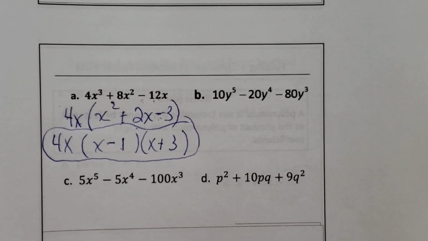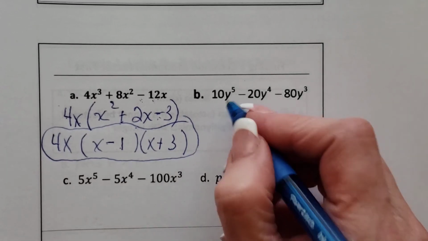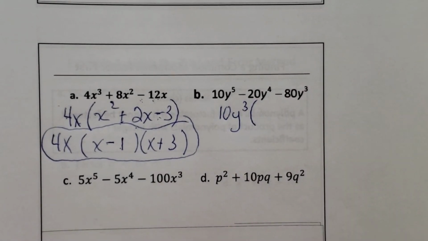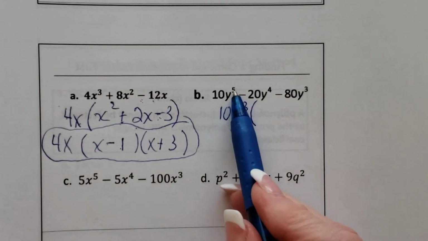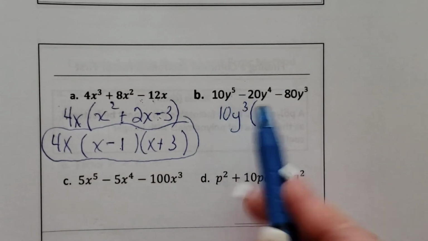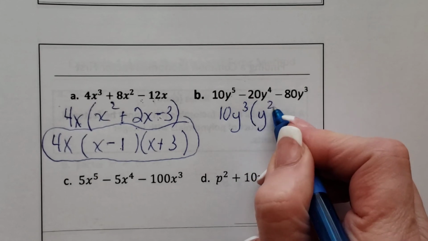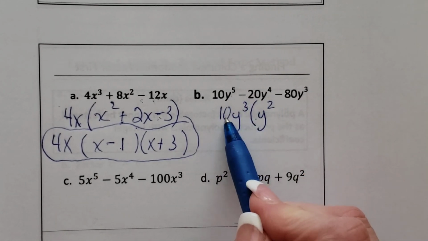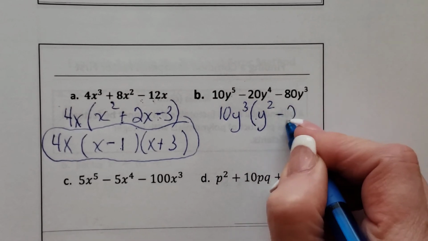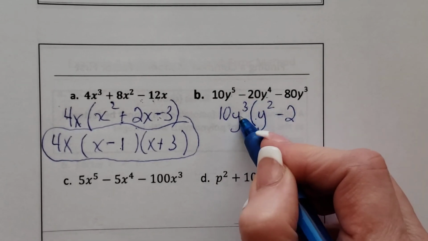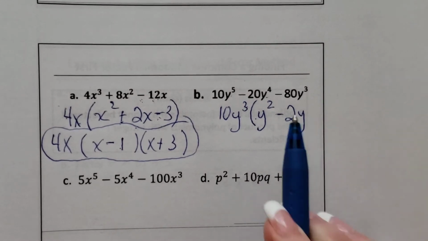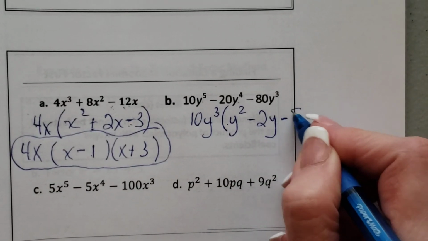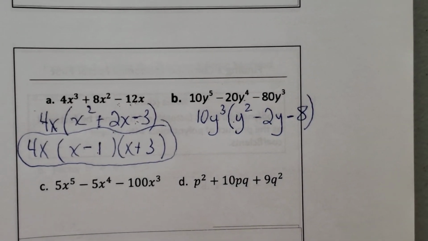Letter B, what do they all have in common? They all have in common 10y to the third. So y to the fifth divided by y to the third is y squared. 10 divided by 10 is 1. -20 divided by 10 is -2. Y to the fourth divided by y to the third is y. And -80 divided by 10 is -8.